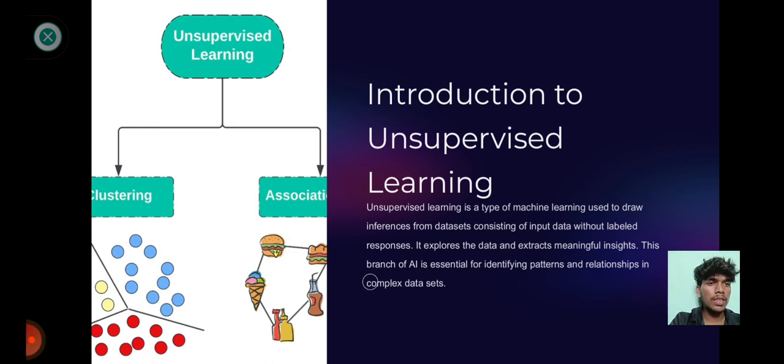Unsupervised learning is a type of machine learning used to draw inferences from datasets consisting of input data without labeled responses. It explores the data and extracts meaningful insights. This branch of AI is essential for identifying patterns and relationships in complex data sets.